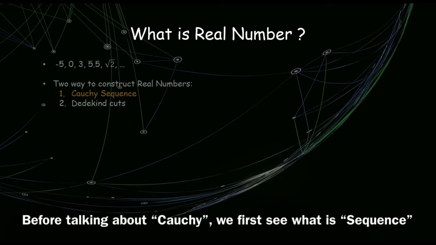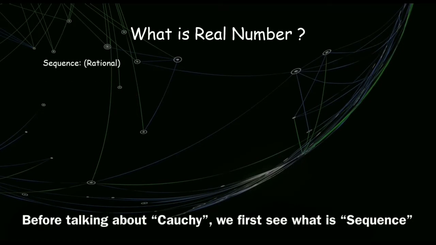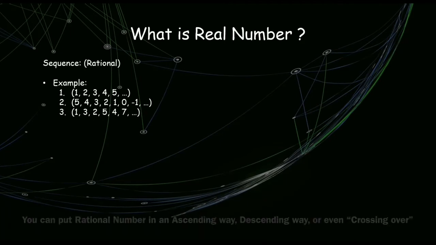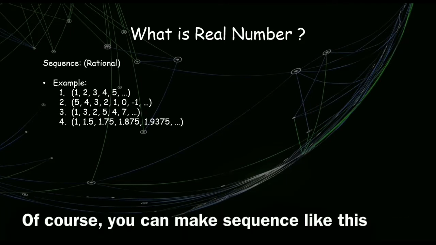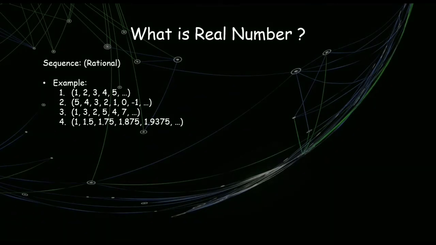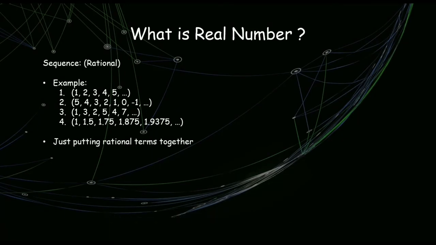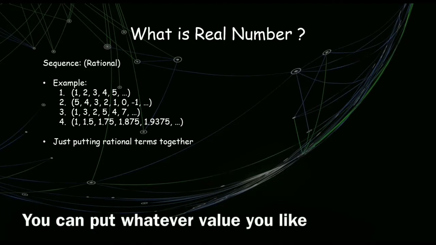Before talking about Cauchy, we first see what a sequence is. You can put rational numbers in an ascending way, descending way, or even crossing over. Of course, you can make sequences like this. A sequence is like putting rational numbers together. You can put whatever value you like.